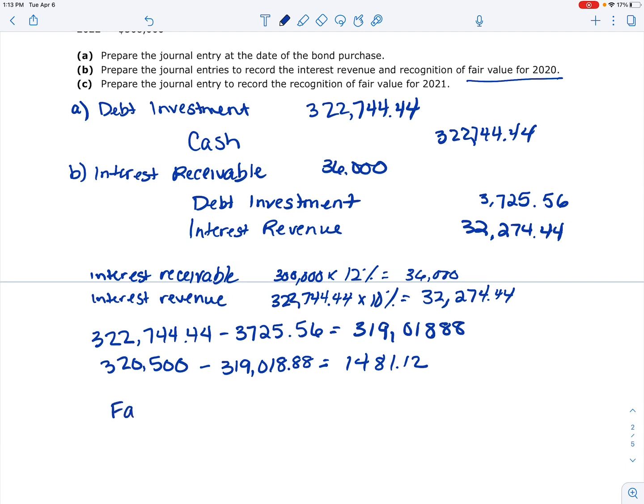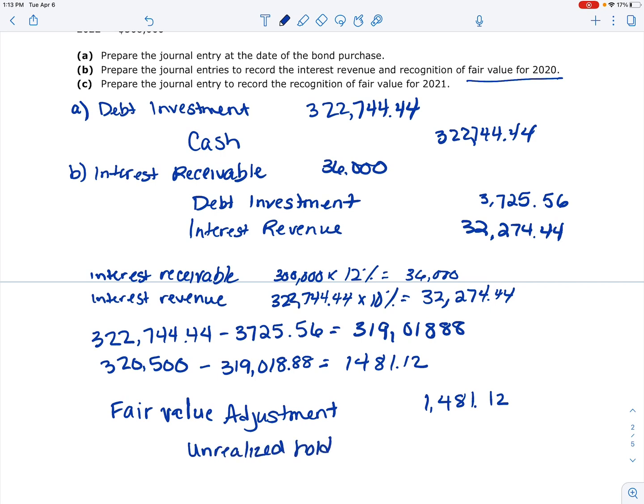So to record the recognition of fair value, this is still part B, we're going to debit the fair value adjustment for that 1,481.12. And the credit to that is the unrealized holding gain or loss. It's the same amount.